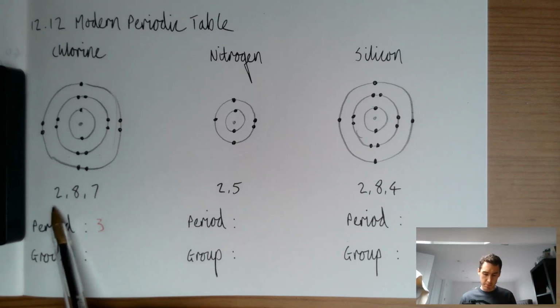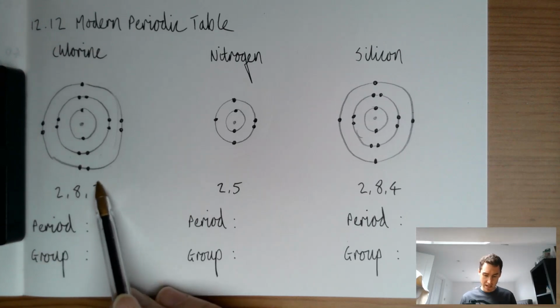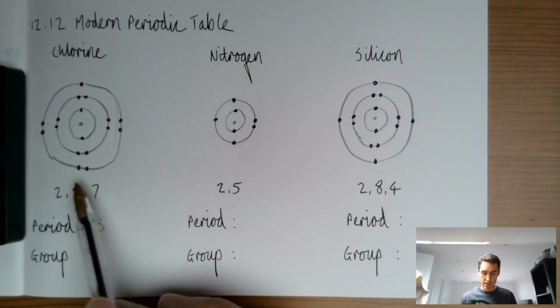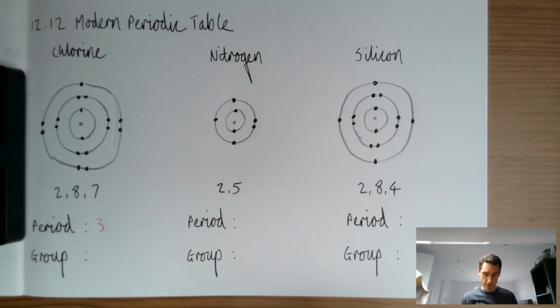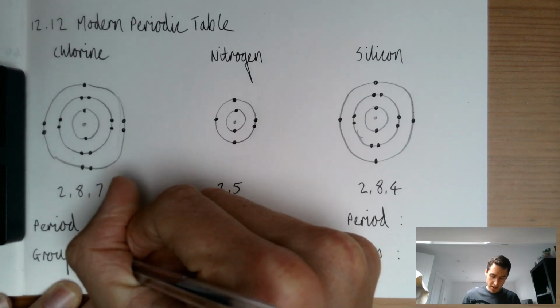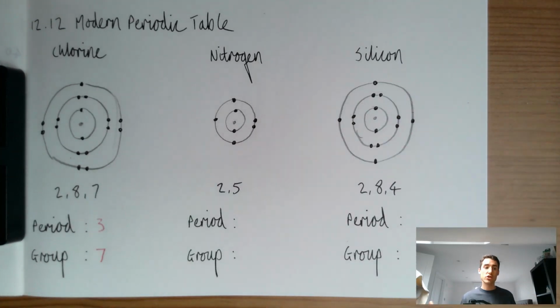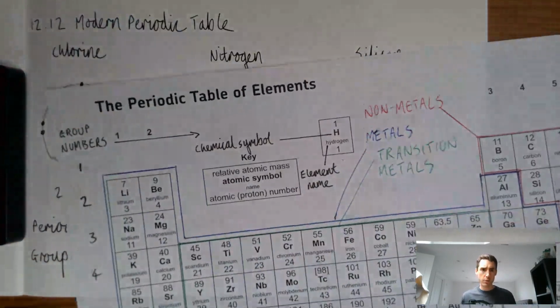But the next part is to say, well, okay, when I'm looking at the group number, I'm going to the very last shell and I'm seeing how many electrons are in the outer shell, and you can either count them on here or you've written it down here. That's going to be group 7. And what's really important here is that you don't just stop there. You then go back to your periodic table and say, well, should we just check that we're correct here?